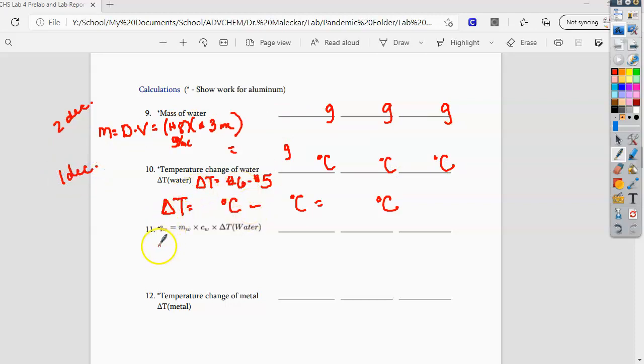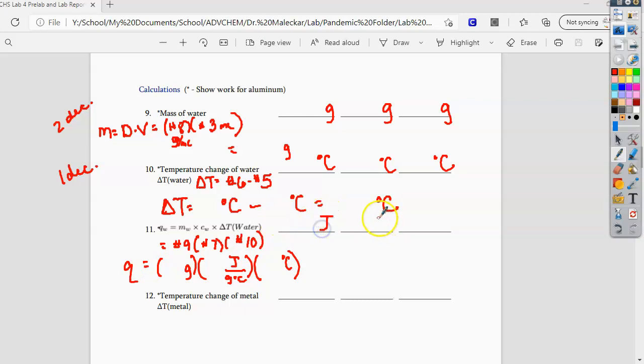This right here, this is your number 9 times your number 7 times your number 10. And again, make sure you show your units. So you're going to have grams times joules per gram degrees Celsius times degrees Celsius. And your units are all going to be joules here. You'll write your answer in joules. Then you'll repeat. You're doing all of this. You're showing all your work for aluminum here. Then you're repeating it for iron and lead.